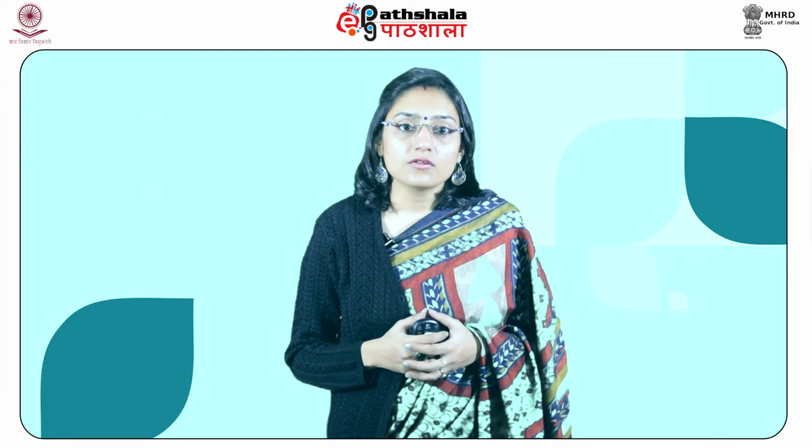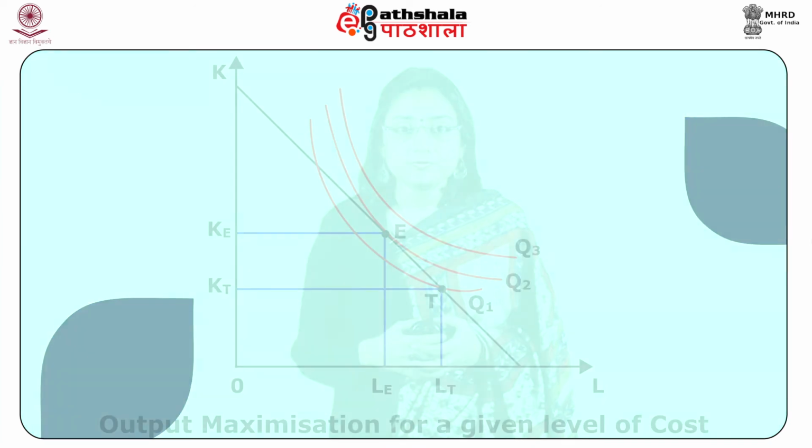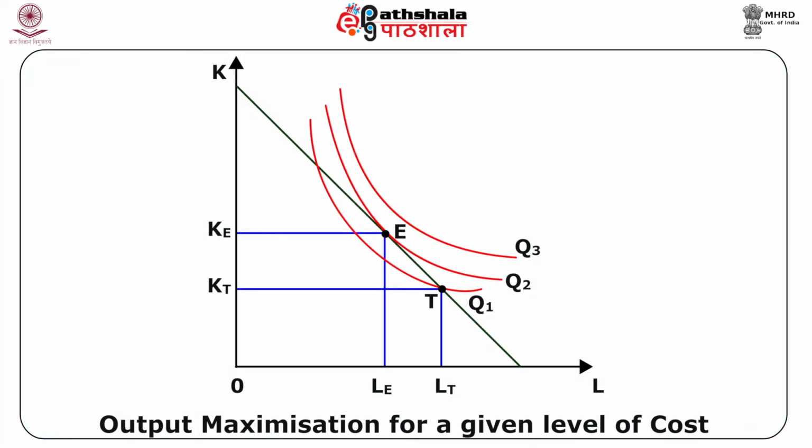There is another way to solve the problem. In many cases, a firm has a certain budget, and given this budget, the firm chooses the maximum output that can be produced. So, if C is equal to C star is given, the firm needs to find the highest possible ISO quant which is tangent to the ISO cost associated with C star. In the earlier case, we viewed the firm's problem as one of cost minimization subject to a given output level. In this case, we look at the problem as one of output maximization for a given level of total cost.